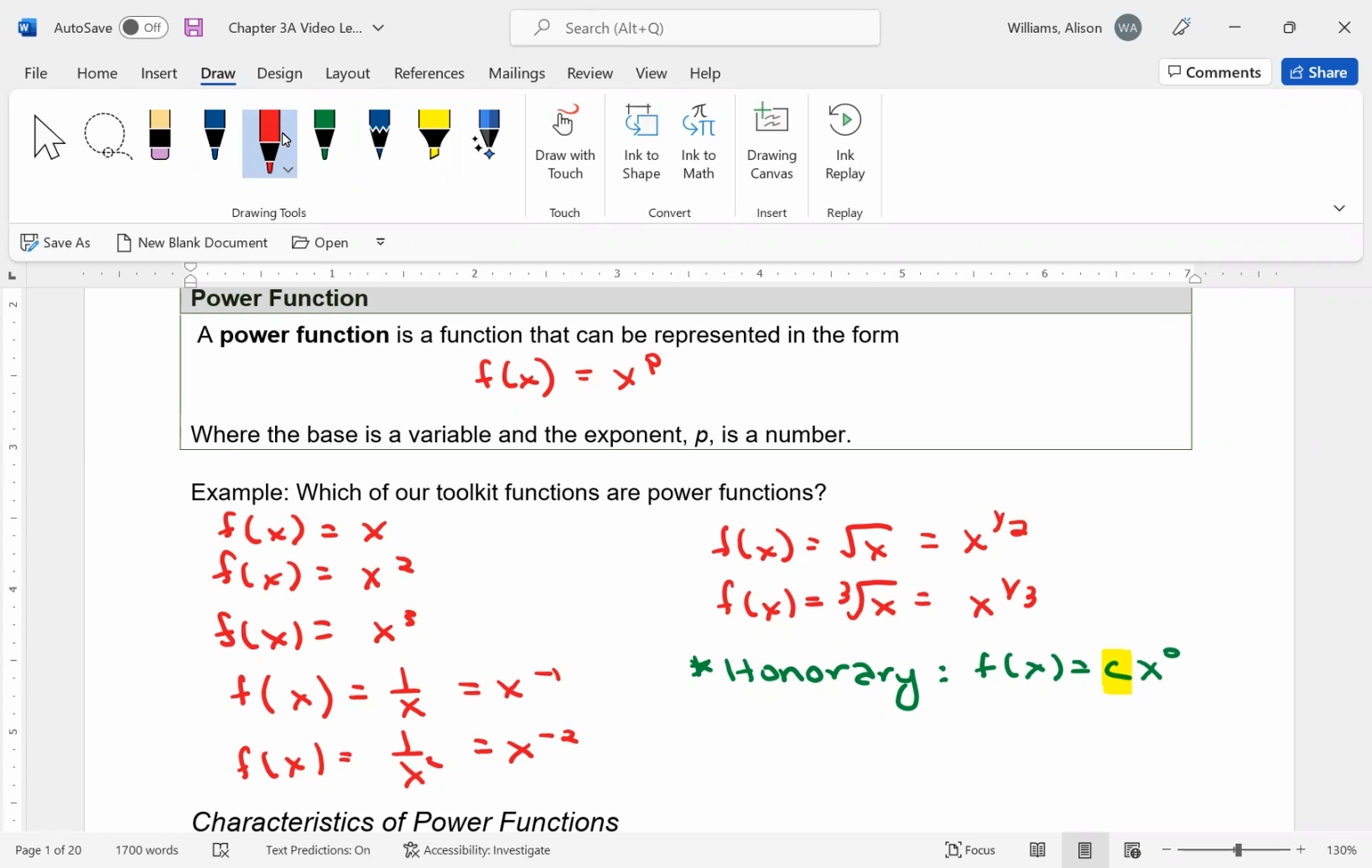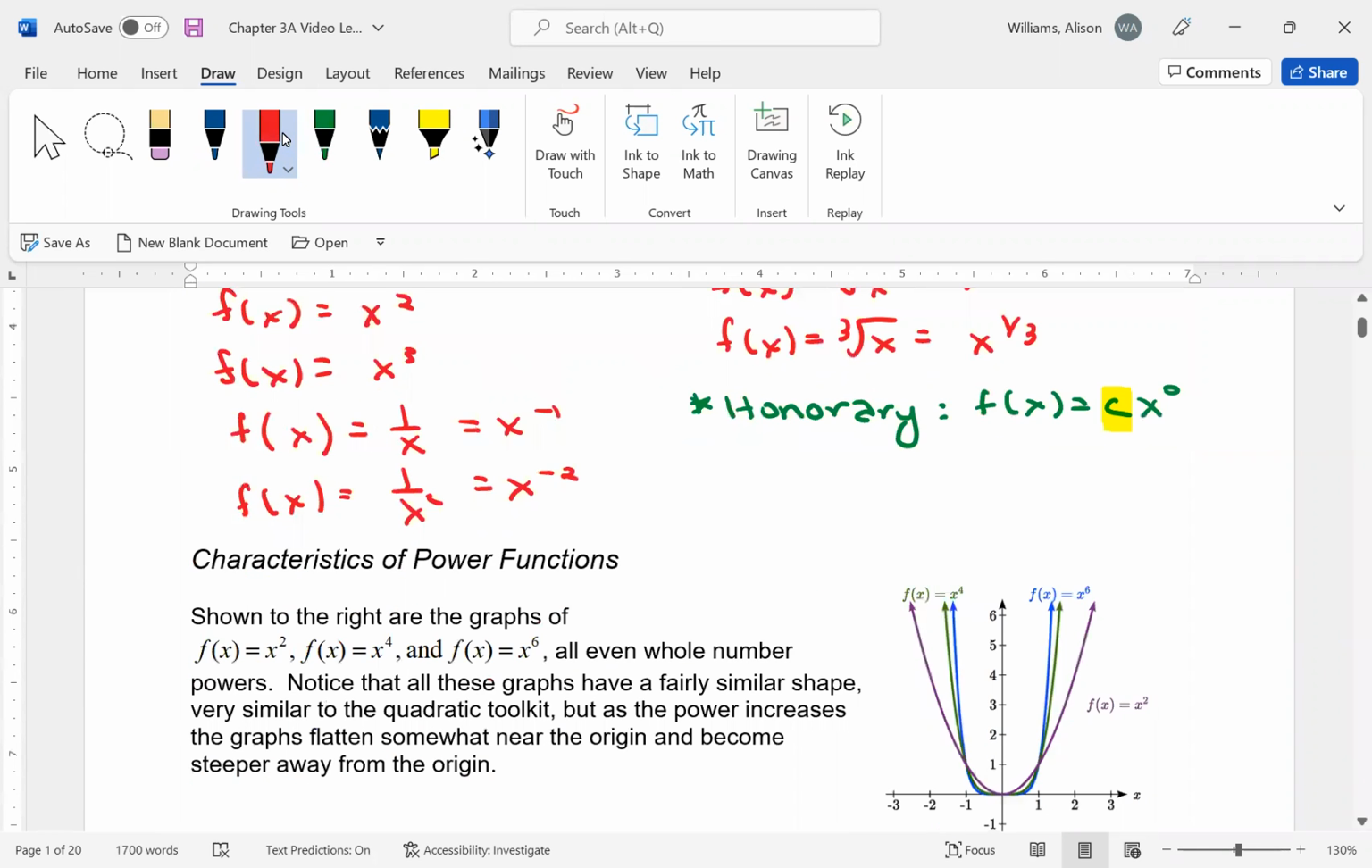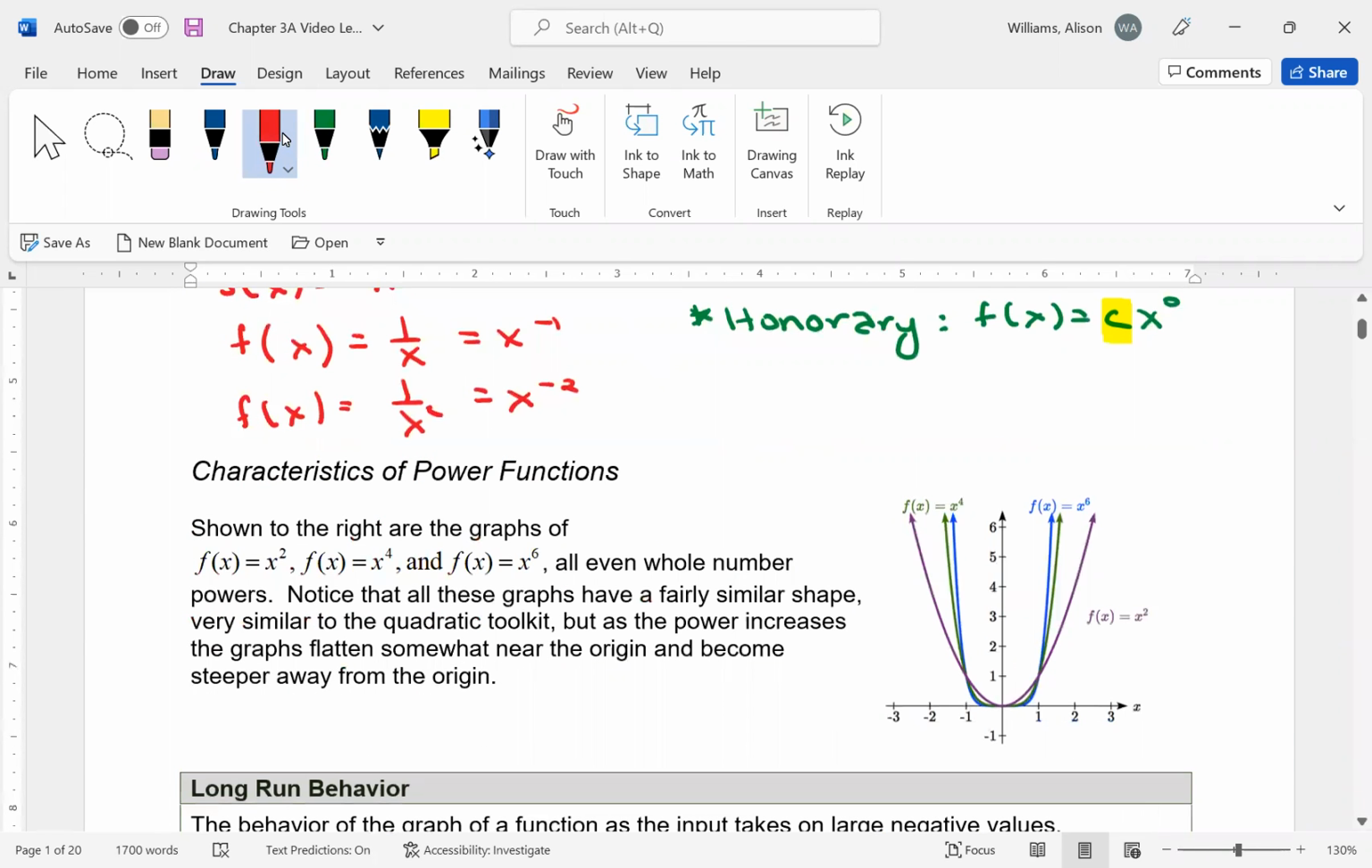Okay, let's talk about characteristics of the power function. So let's start with this. What I like about this is they graphed these 3 power functions: the one we know, x squared, and they graph x to the 4th and x to the 6th. So all 3 of those are there, and you kind of notice they look very similar. They're all this kind of U shape.